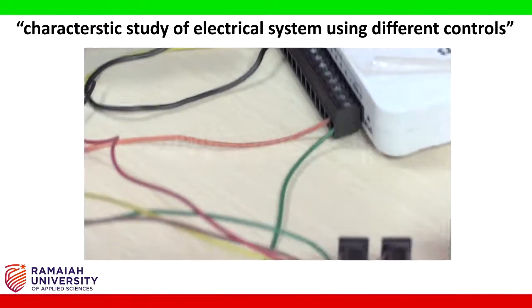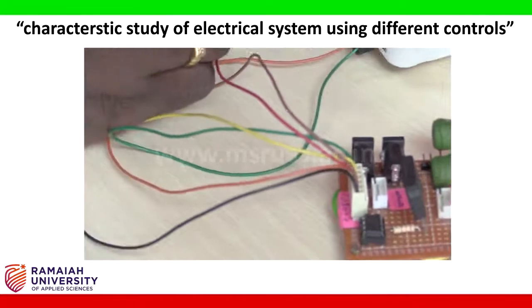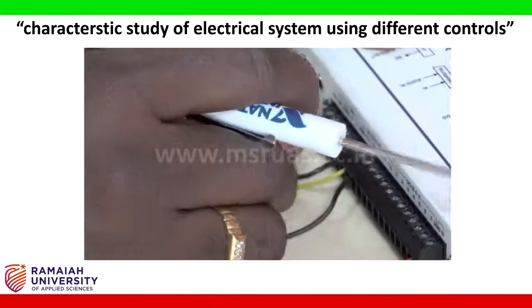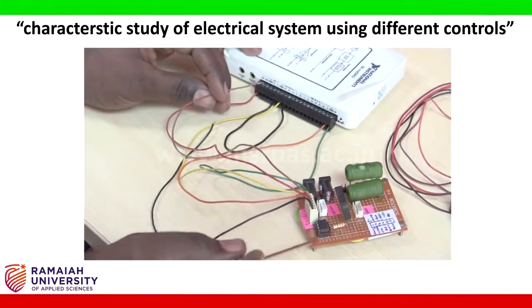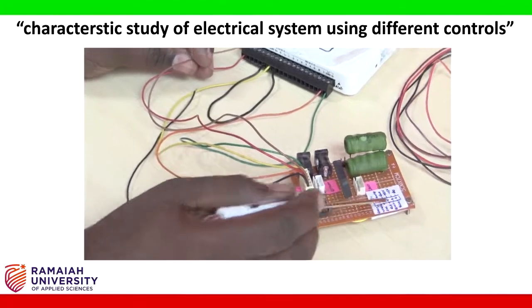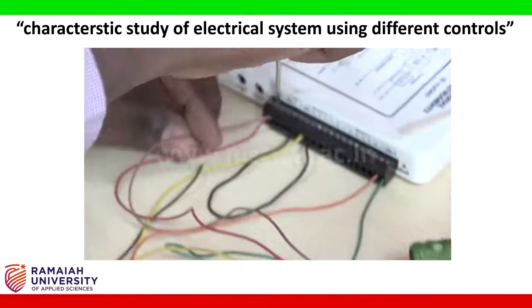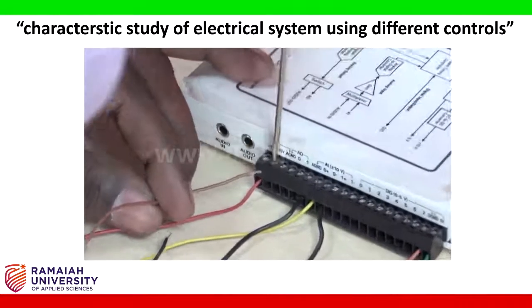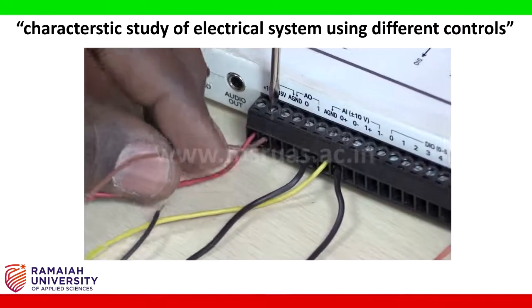Another terminal, for minus 15, is a brown wire, so I am taking a brown wire and connecting it to minus 15. Minus 15 volts for the operational amplifier is given by using a brown wire. Now this brown wire is connected to minus 15 volts of the onboard voltage source.